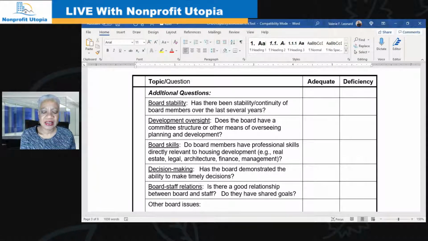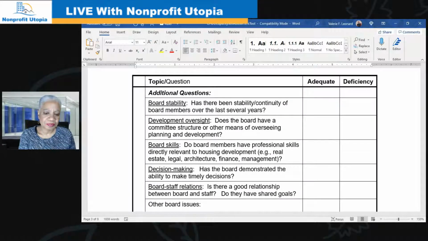And then this doesn't necessarily have to be applicable only for organizations that are doing housing development. Again, if you are a social service agency that is looking to expand, you know, purchase a large building and rehab it or even develop a building, that would be applicable.